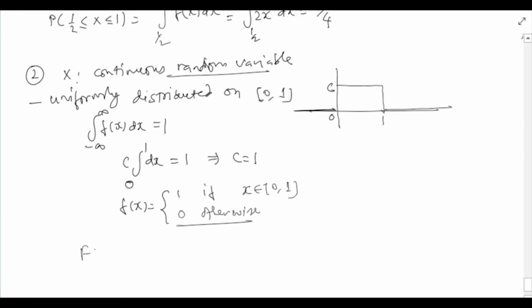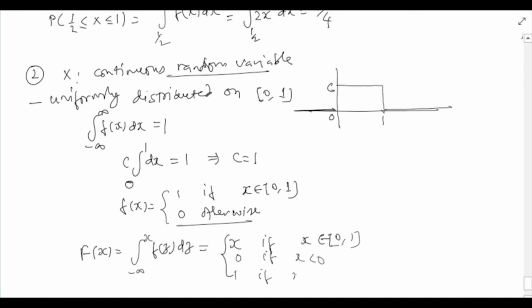In this case, we can obtain the CDF of x from the PDF as follows. F(x) will be the integral from minus infinity to x of f(z) dz. So it will simply be x if x is in 0, 1. It will be 0 if small x is less than 0, and 1 if small x is greater than or equal to 1.